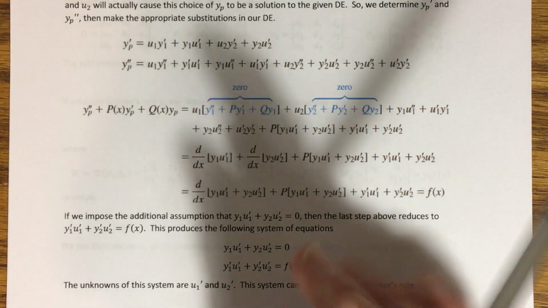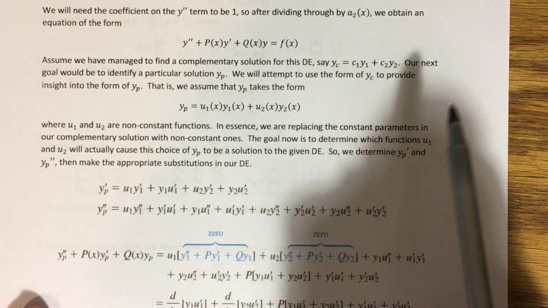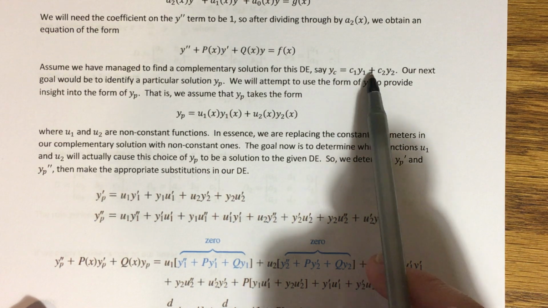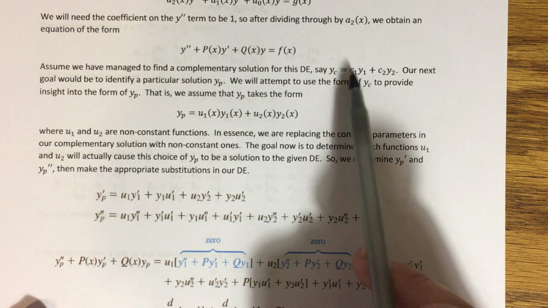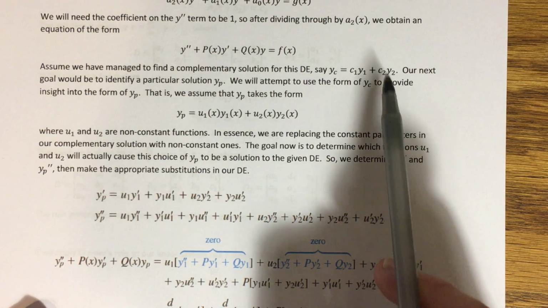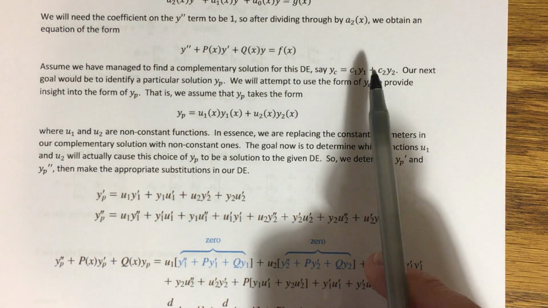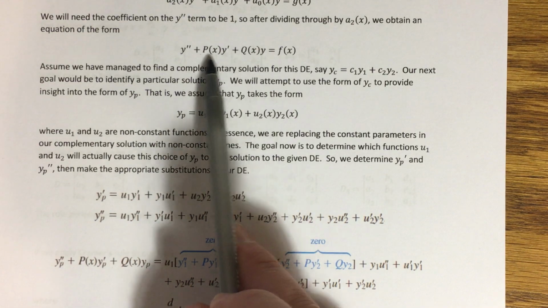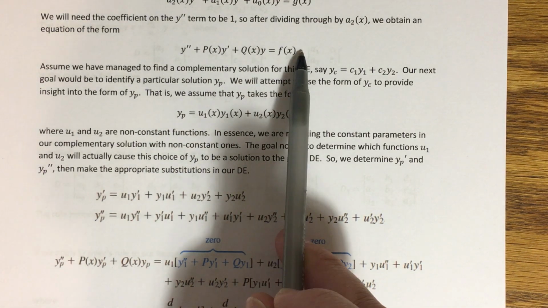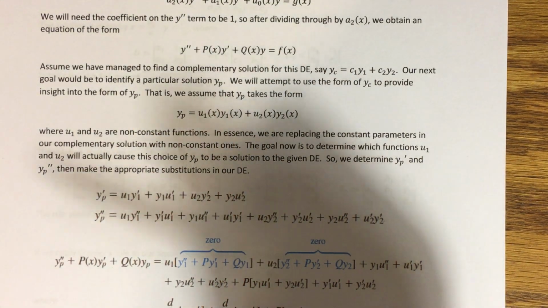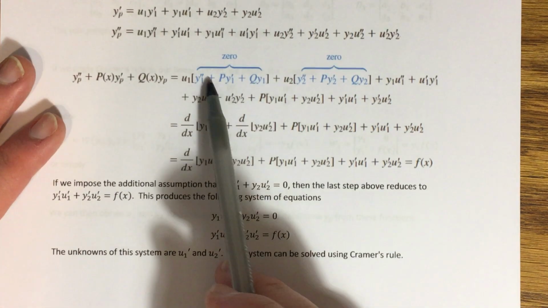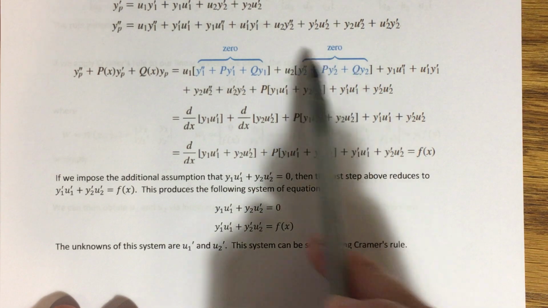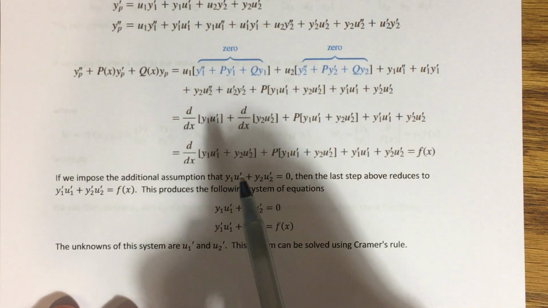Well, y1 and y2 were the fundamental set of solutions for our associated homogeneous equation that we used to come up with this complementary solution. There's where y1 and y2 come from. What that means is that both of these, when plugged into this DE on the left, or the expression on the left-hand side, should give us a 0. That's what the associated homogeneous equation does, right? So both of these go to 0, which is super convenient because a big chunk of all this mess here is going to just disappear.